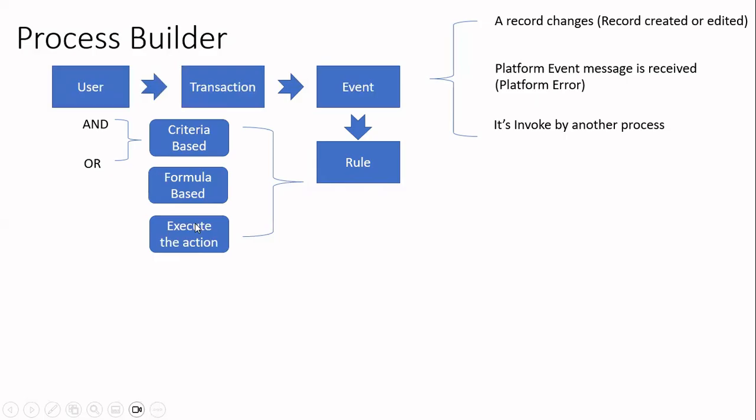If you want any action to be executed, then that action is also considered a rule here. So the user performs a transaction that is considered an event, and that event is of three types. When this event occurs, we check a specific rule. The rule is based on criteria, formula, and execution action. For criteria, we can define multiple criteria here, and these multiple criteria are connected with the help of AND or OR. Now, if this particular rule gives me a true value, right?